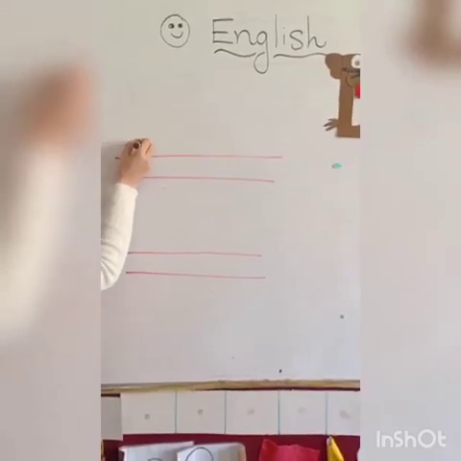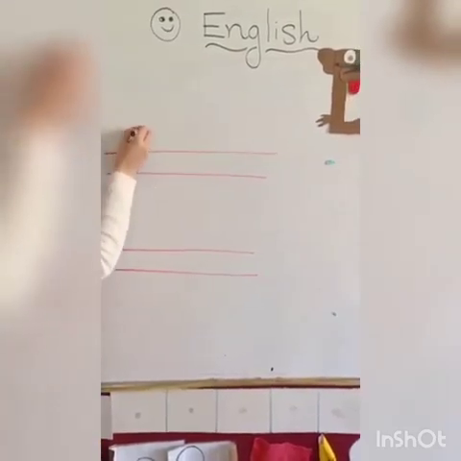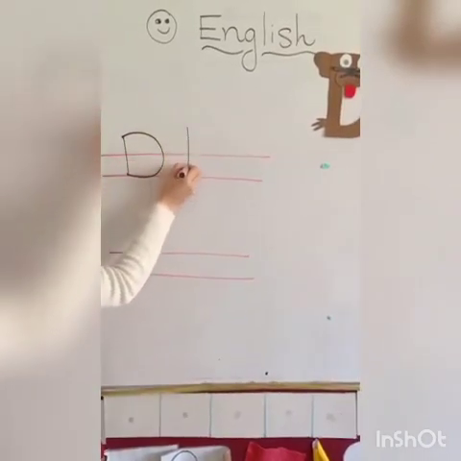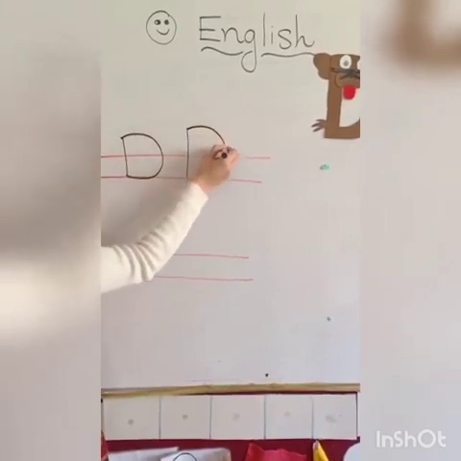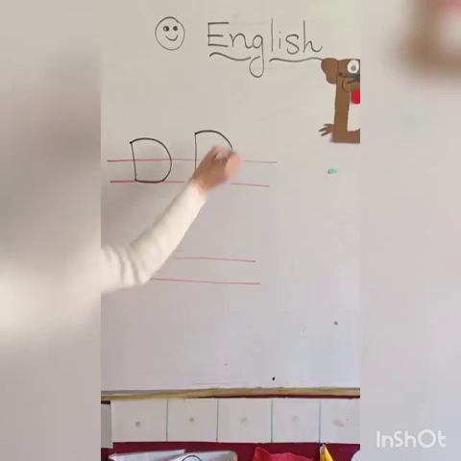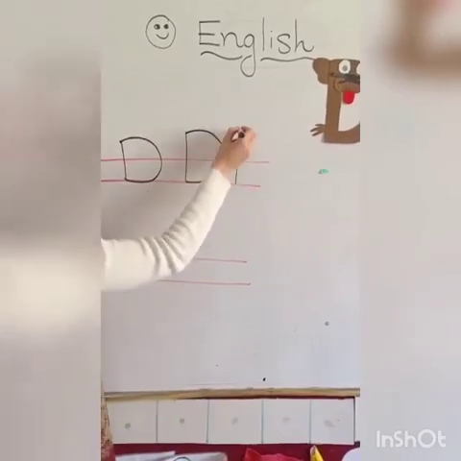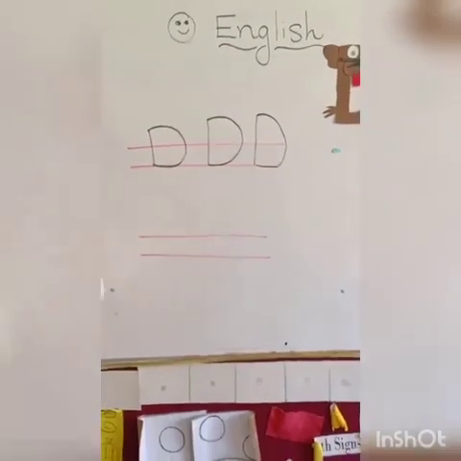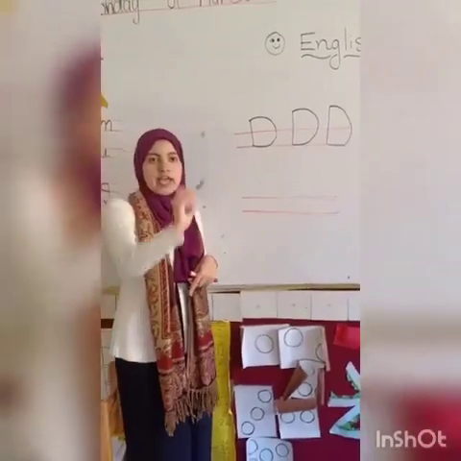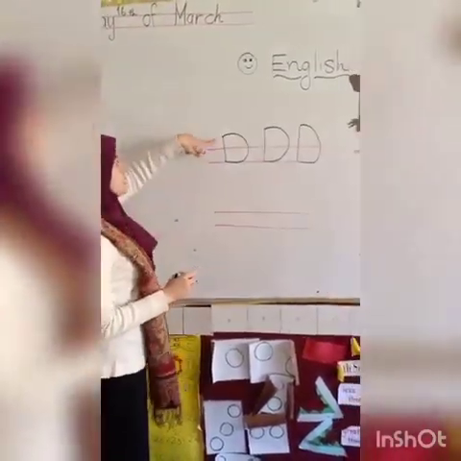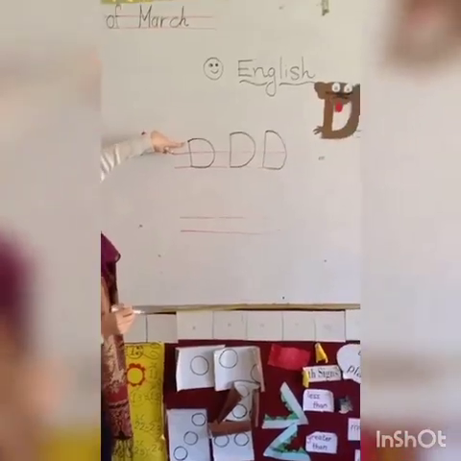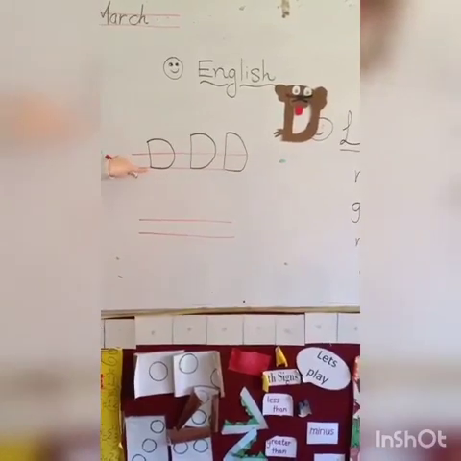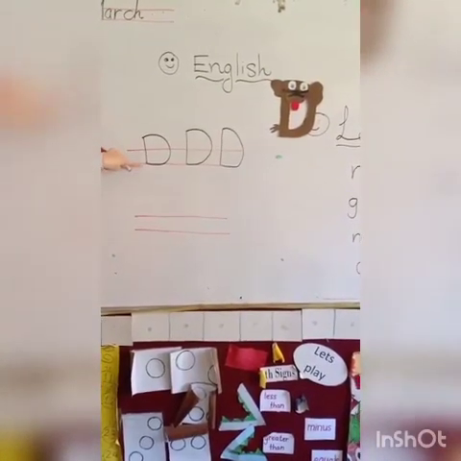I will make a line down, then a big half circle. Again, line down, big half circle. One more time, line down, big half circle. Excellent. How to write the capital letter D? Line down from the starting point to the lower line, and the big half circle from the starting point to the lower line.